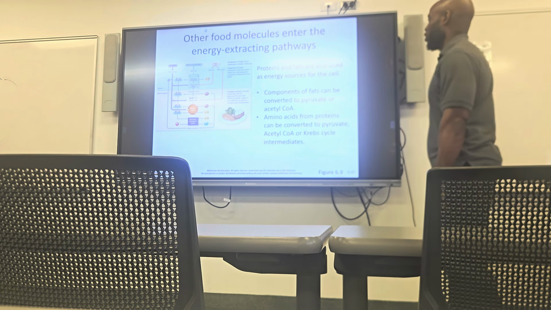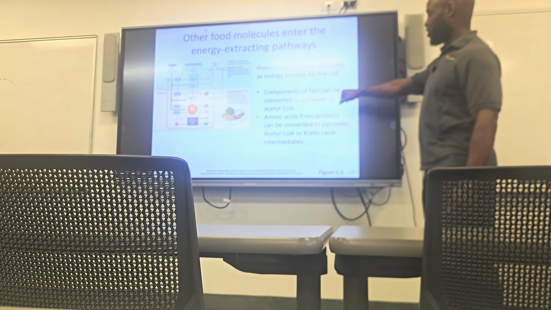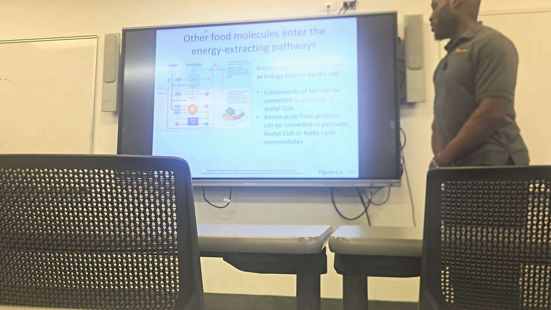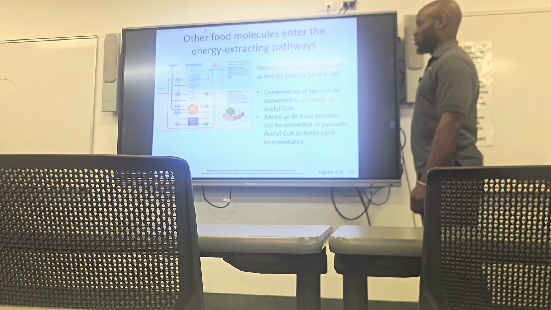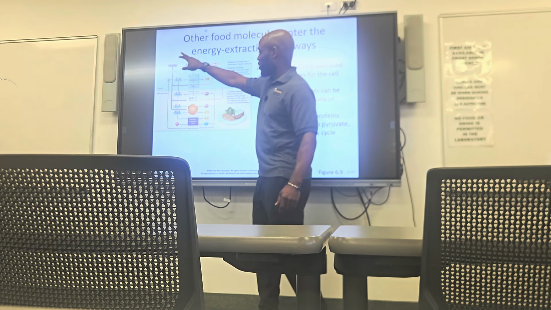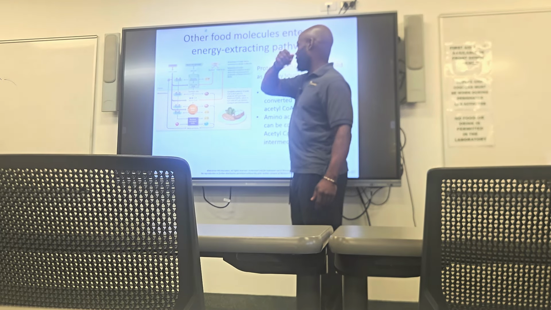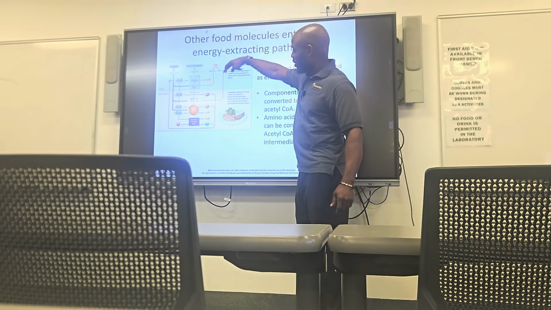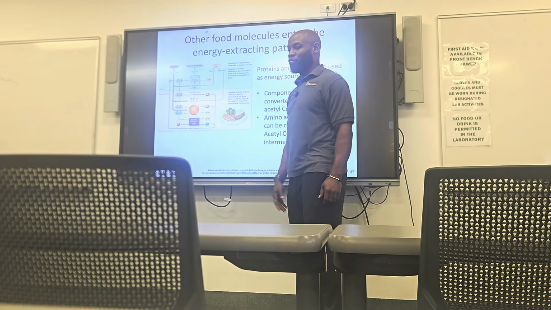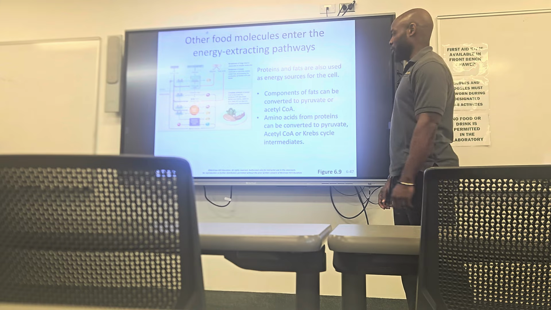Proteins and fats are also used as energy sources. Components of fats can be converted to pyruvate or acetyl-CoA. Amino acids from proteins can be converted to pyruvate, also acetyl-CoA or Krebs cycle. All right, so we eat proteins, we eat starch, glycogen, polysaccharides, we eat fats. They can all be digested, broken down into glucose or pyruvate and then enter cellular respiration. Okay?